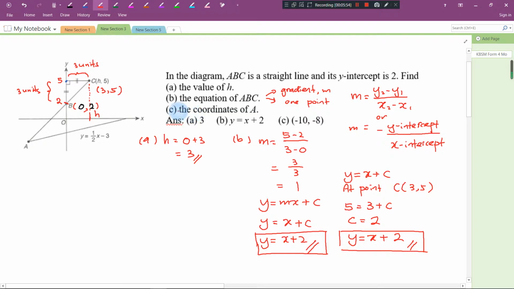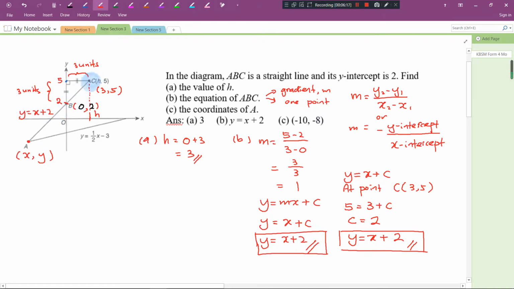Okay, now let's proceed to the part C, the coordinate of A. So I need to find the coordinate of A, so I just let it be x and y. You will notice that, okay, before I show you, I transfer the equation for this straight line over here, so easier for me to explain the part C. y equal to x plus 2.